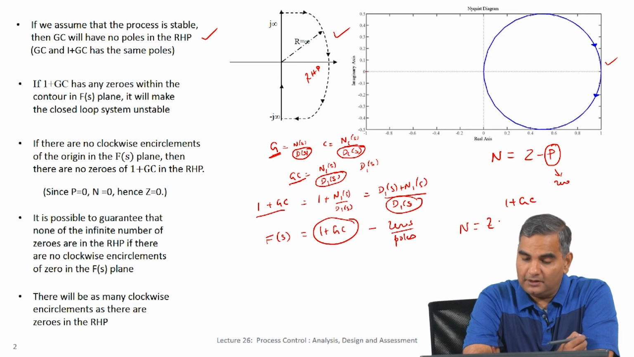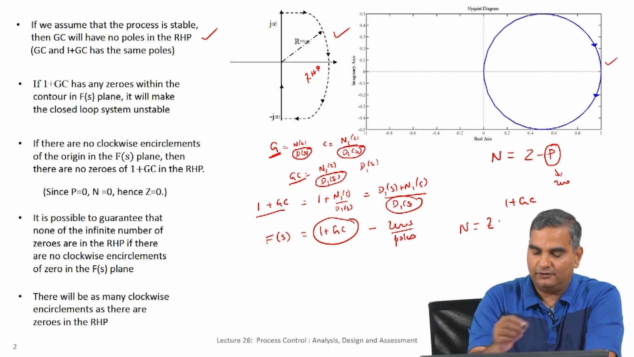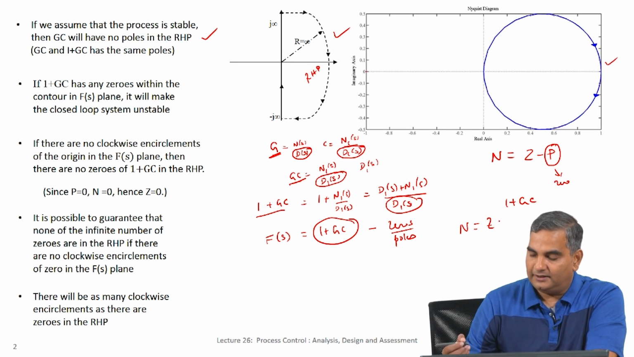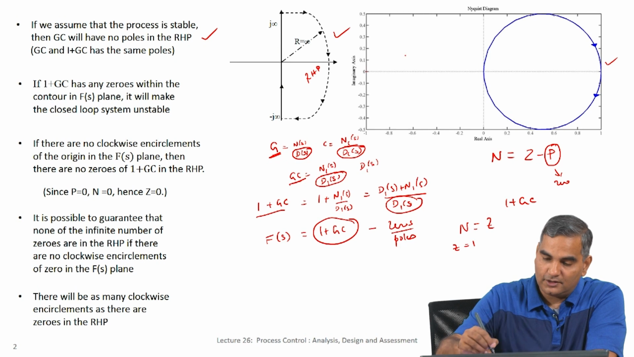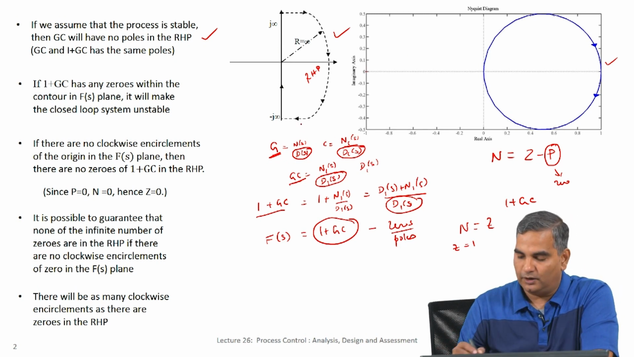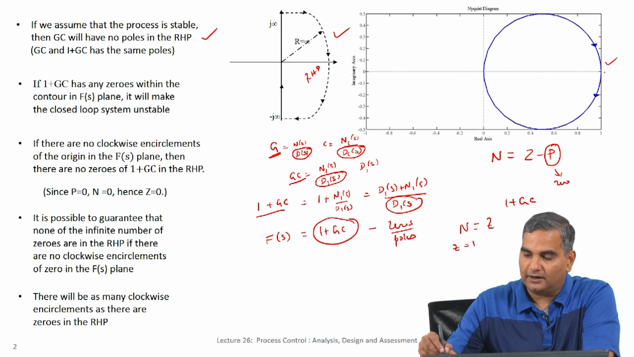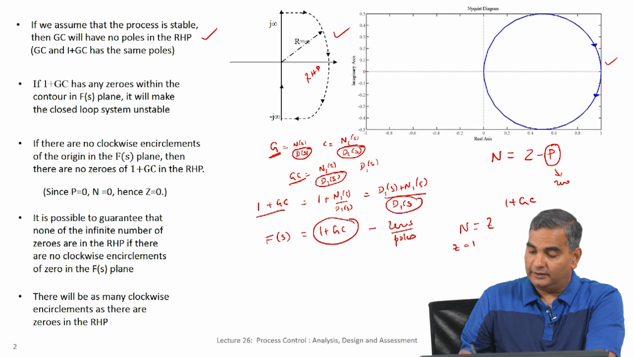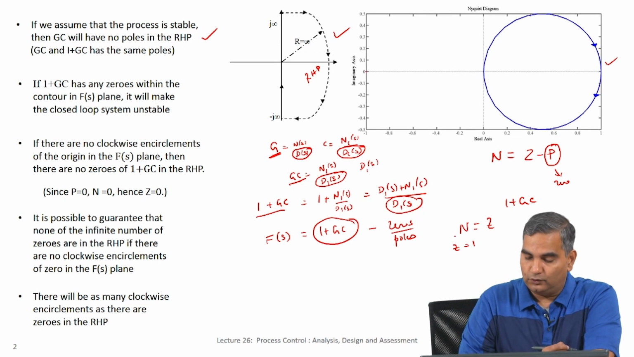So, basically what this says is that if I have, let us say, one clockwise encirclement of 1 plus GC, that basically means Z equals 1. So, within this large contour, 1 plus GC has at least one zero, if I see a clockwise encirclement around the origin in the Nyquist plot. That would mean the closed loop is unstable.